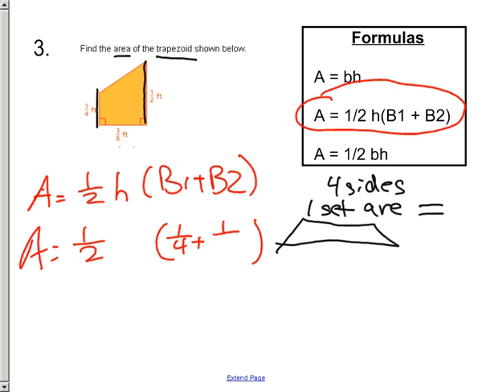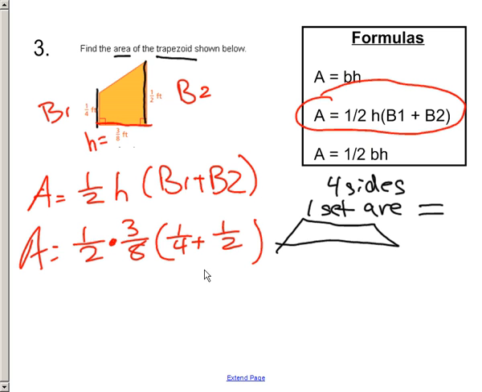is base 2. Now the height always connects your two bases. So if these are our bases, then this is our height. So let's go ahead and label each of these numbers. So our height is actually 3/8. Now remember 1/2 h means that you're going to multiply that. So we have a little figuring to do with the fractions here, but we're going to use order of operations.